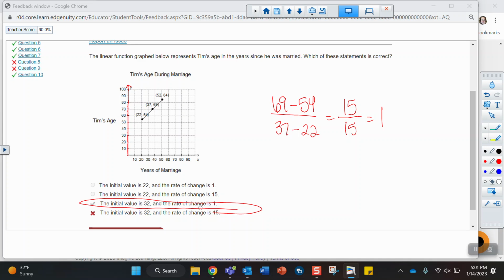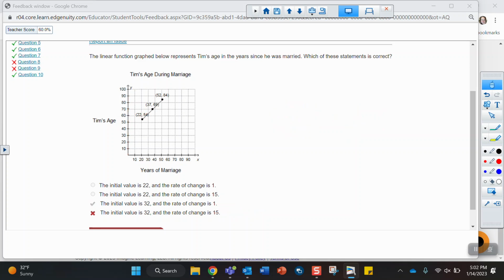If the rate of change was 15, like in the answer choice you selected, that would mean that he gets 15 years older every year that he's married. We can make a lot of jokes about that, right? Being married maybe makes you feel like you're a lot older than you really are. But here it is. Every year he's married, he does get a year older. So again, if we start this graph at 22 years married, we would have to subtract 22 to figure out 0 years married, and then we would also subtract 22 from 54. That's what I did there.